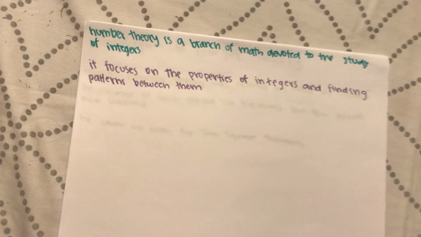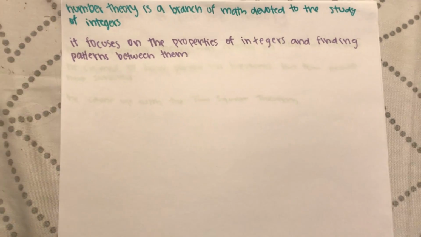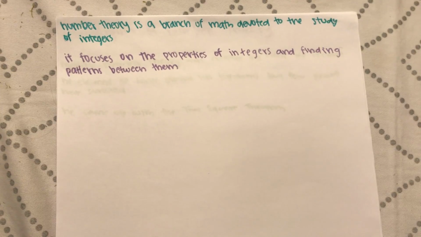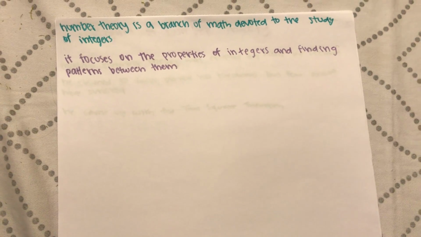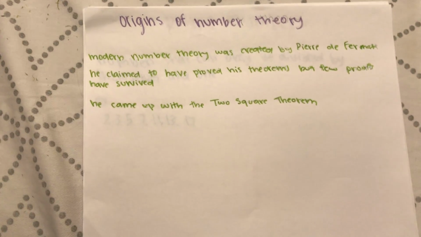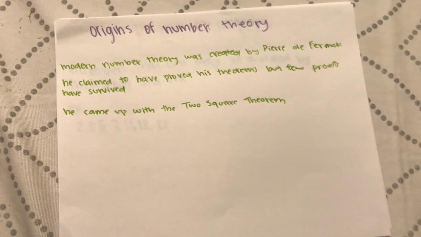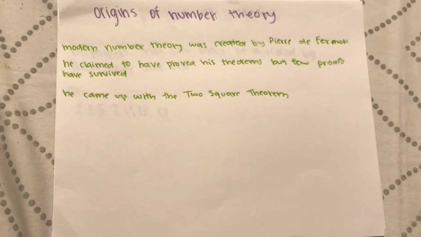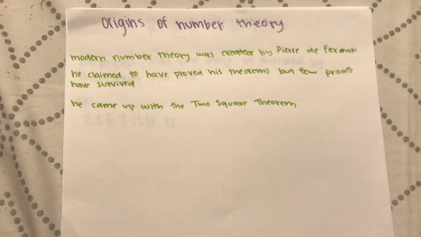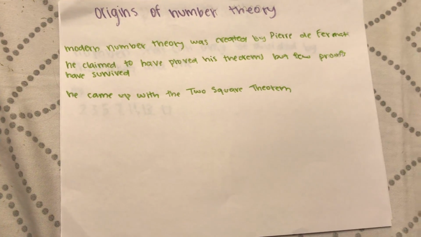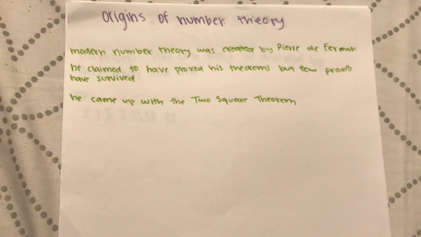Number theory is a branch of math devoted to the study of integers. It focuses on the properties of integers and finding patterns between them. Modern number theory was created by Pierre de Fermat. Most of his theorems were communicated via letters to his friends, and few proofs have survived, though he claims that he proved all of his theorems.